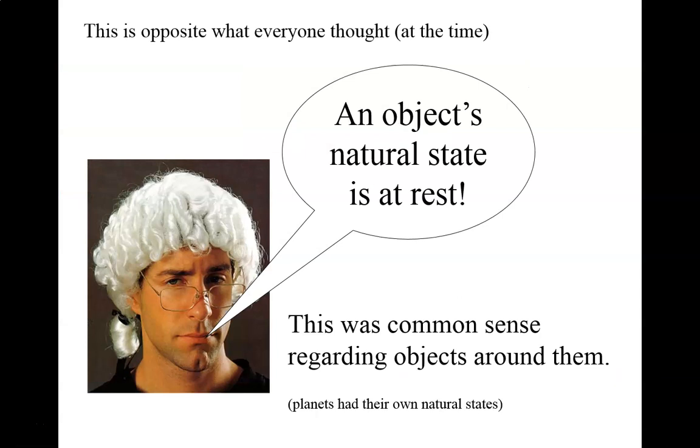This is directly opposite what people thought at the time. People thought that an object's natural state was at rest. So if you got an object moving, it would naturally want to be at rest. That made sense, except for the planets. The planets keep moving, and they believed that the objects in the heavens had different laws of physics than the objects on Earth. So there was a different set of physics laws in space and in the heavens than there was on Earth.